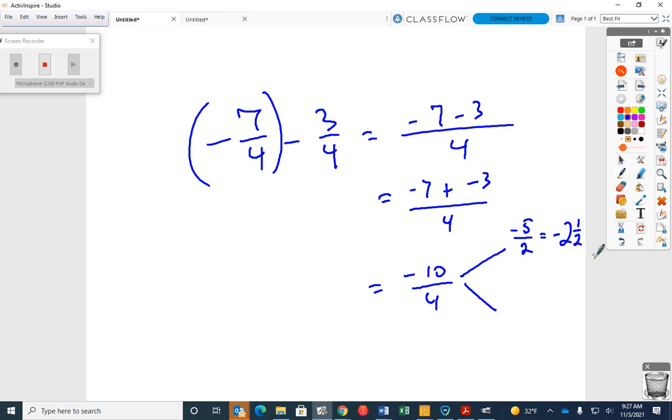2.5. Or I can do 4 goes into 10. How many times? 2, and what's left over? 2/4, which would reduce to what? Either way, they're going to go to 2.5, negative 2.5. So what happens if we did a problem like that, but we left it at -2 and 2/4?